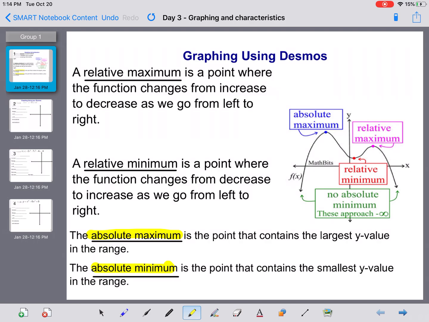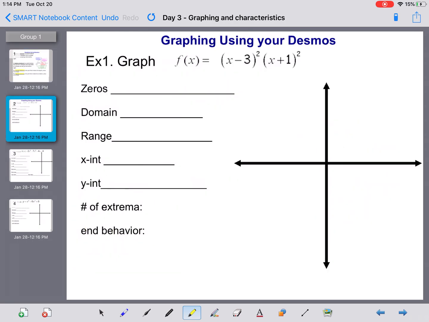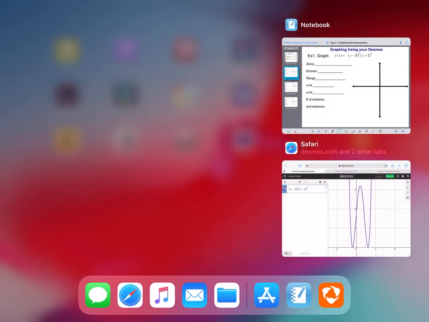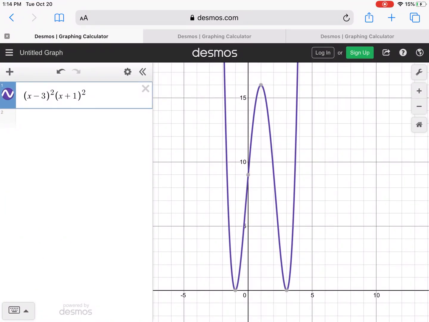Desmos gives these relatively easily, so we're going to show you how we get those, and then you're going to transfer that information onto a graph. If we're looking at this equation right here, we want to type this into Desmos and see what that gives us. If we plug that in, then we should get something that looks like this, which should make sense.